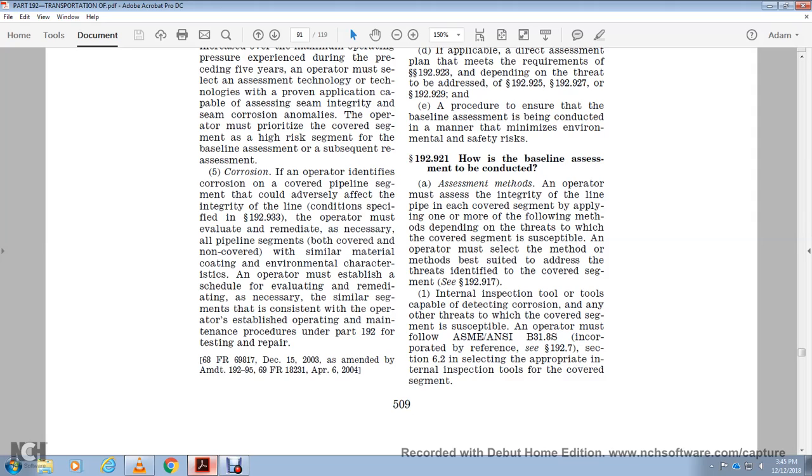Methods selected on the basis of the threats to the covered segment. In this respect, the operator must select the method or methods best suited to address the threats identified for the covered segment, at 192.917. Internal inspection tools, such as tools capable of detecting corrosion and any of the other threats to which the covered segment is suspected to be susceptible. The operator must follow ASME/ANSI B31.8S, incorporated by reference at 192.7, in Section 6.2, selecting appropriate internal inspection tools for the covered segment.